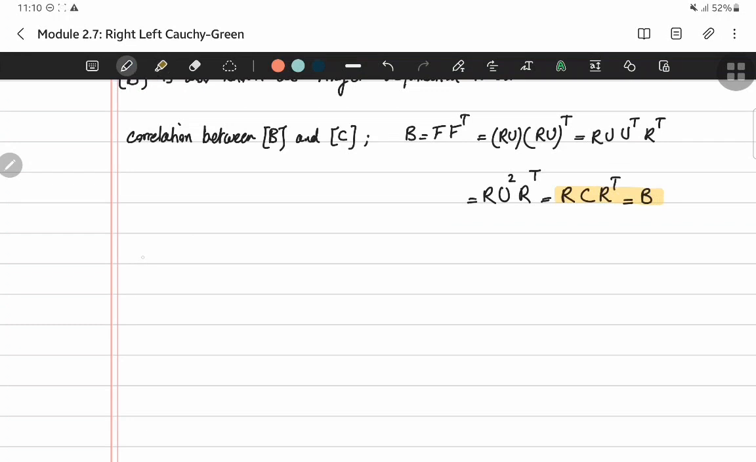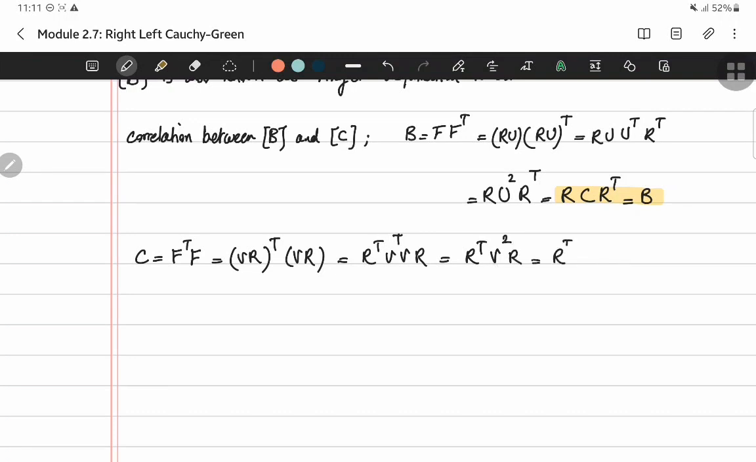And you can also write C is equal to F transpose F. So F in terms of V and R is VR, transpose, and you have VR. So it is equal to R transpose V, transposed, R transpose, and V is also symmetric. So R transpose V squared R. This V squared is B. So R transpose B R is equal to C. This is also another important equation in here.